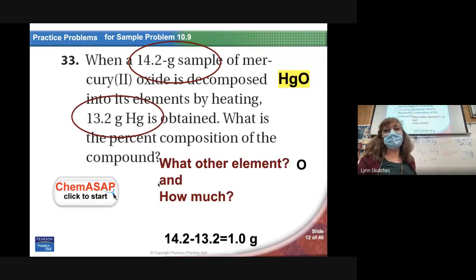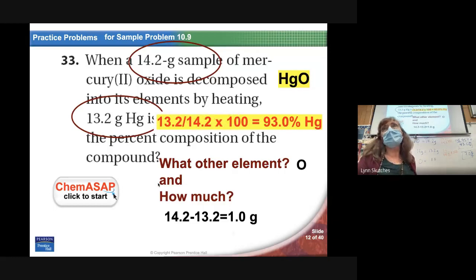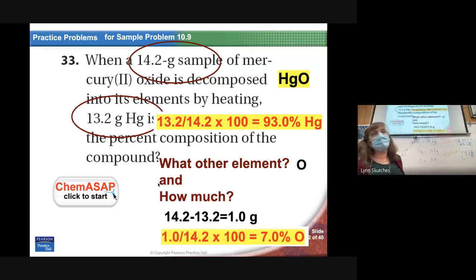Yay! Okay. So once you get past the what the heck is HG, and once you get past word problems, it's really not that bad.